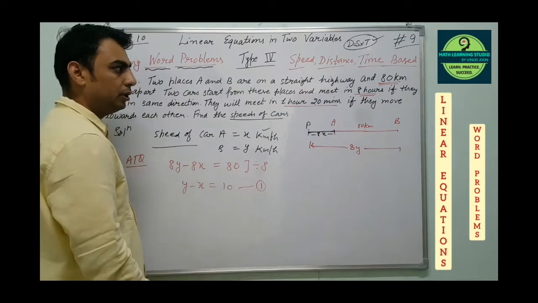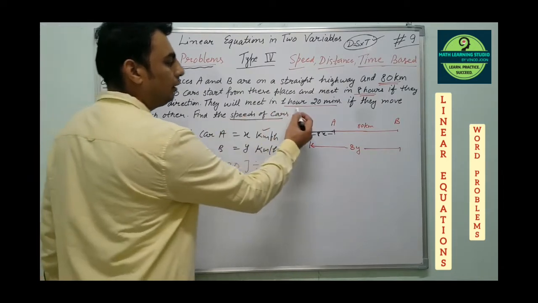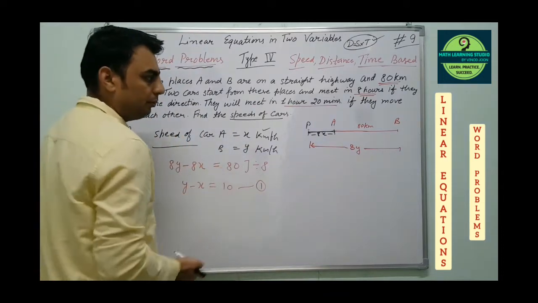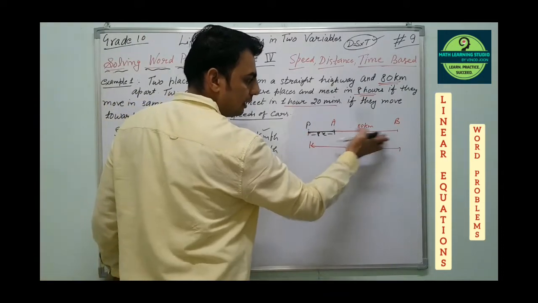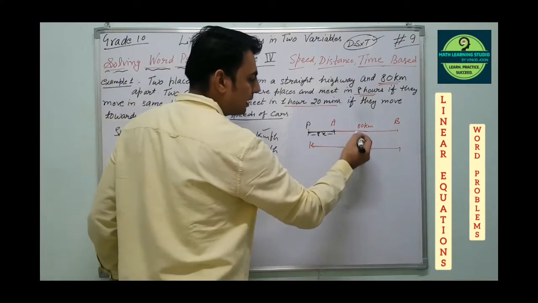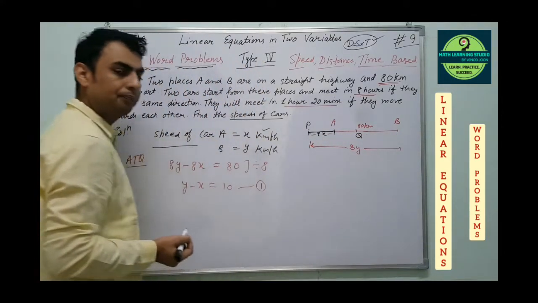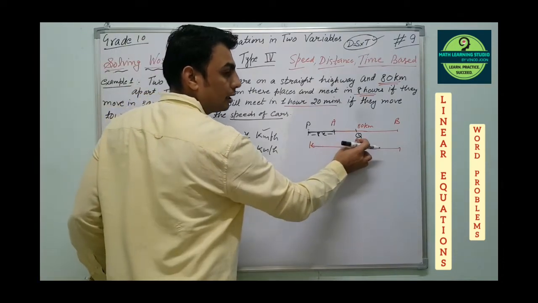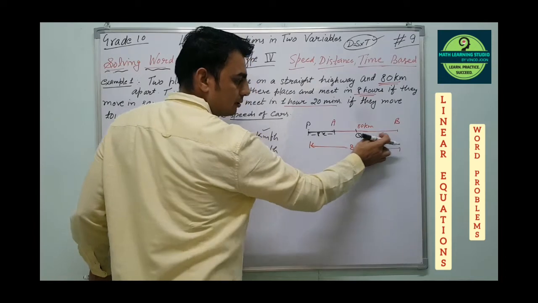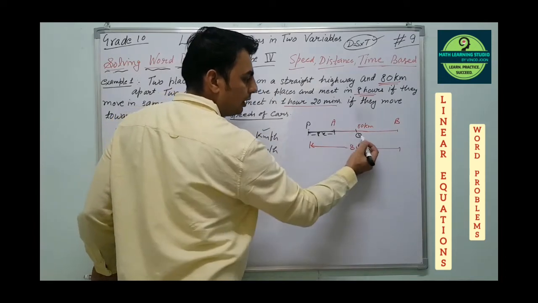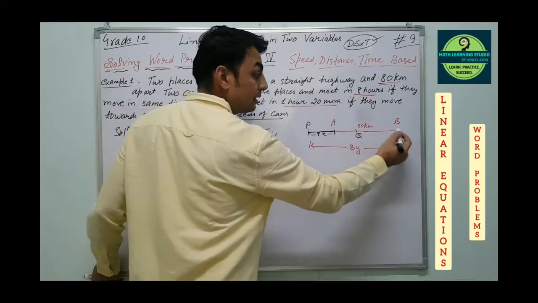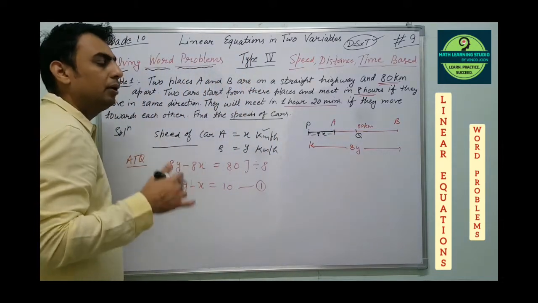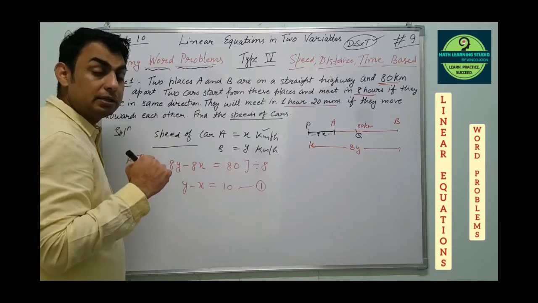Now in the second condition, it is given that they will meet in 1 hour 20 minutes if they move towards each other. Towards each other means one A will go that side, B comes this side. So let us take they will meet at this point Q. In this condition, the car A has to travel a distance AQ and B will travel a distance BQ. And in this condition, what we'll get? We'll get AQ plus BQ as complete 80 kilometers. Right? But before that, we need to find distance AQ.